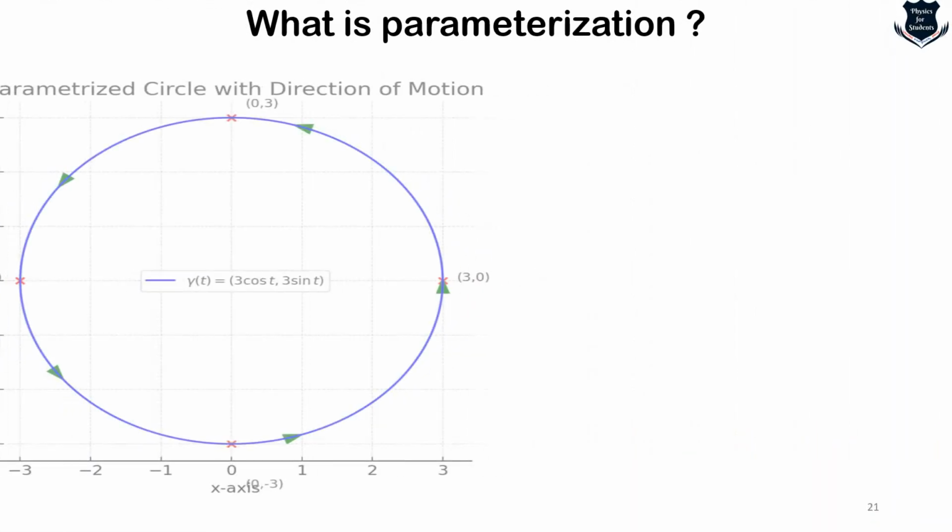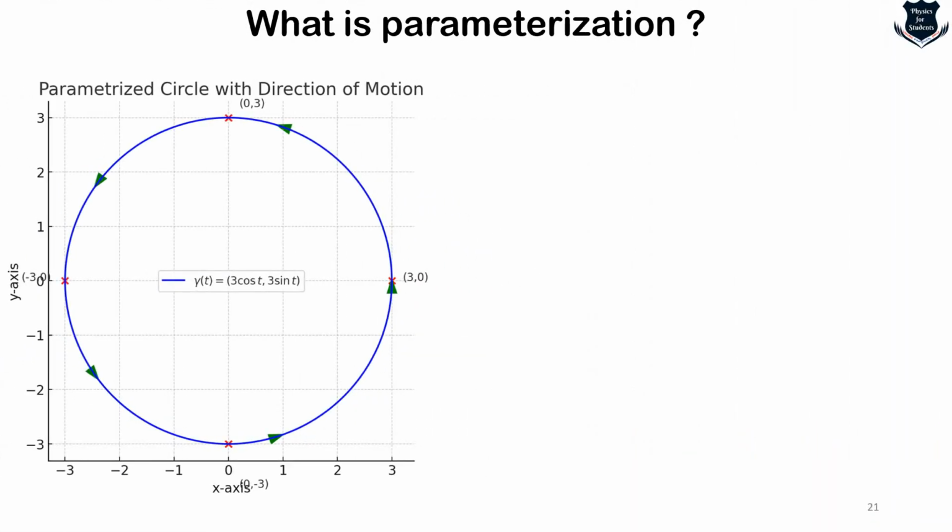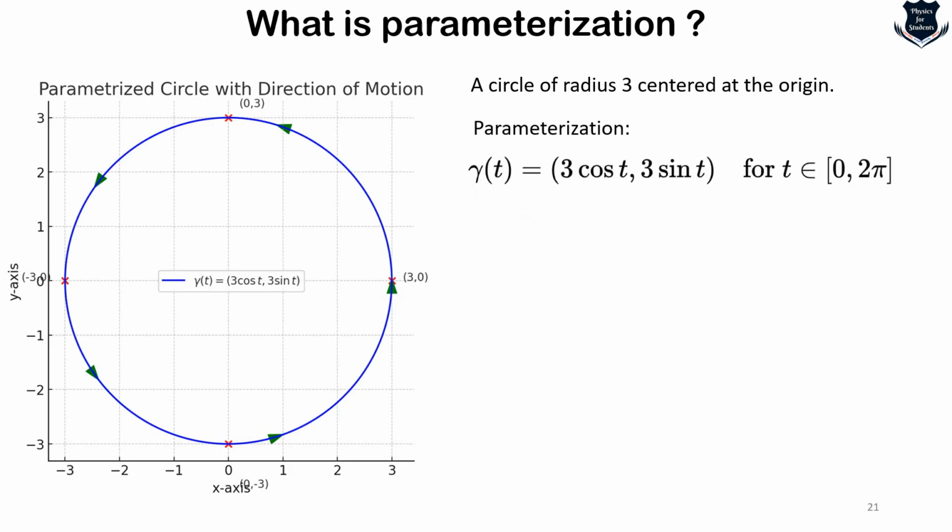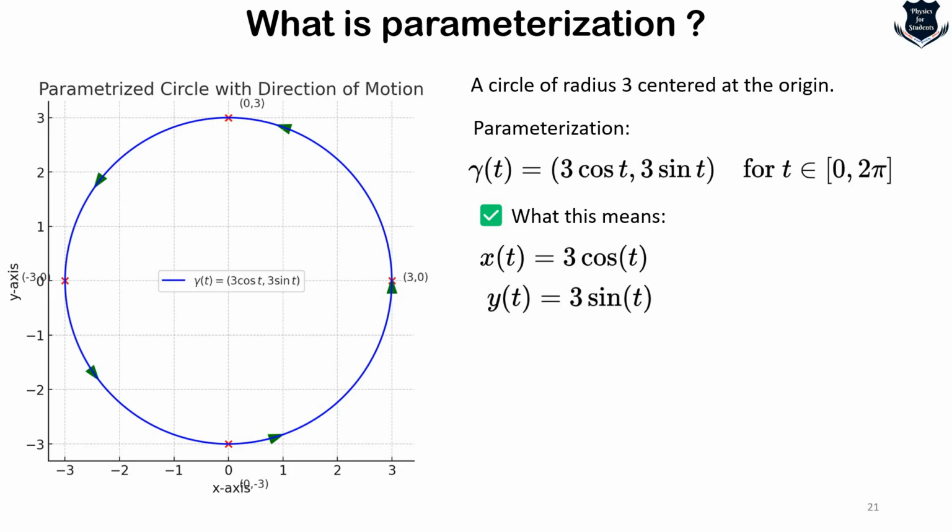Now, for a mathematical definition, for example, if we take a circle of radius 3 centered at the origin, then we get the parameterization gamma t equals 3 cos t, 3 sin t. Again, t is the parameter. And here, x(t) equals cos t and y(t) equals sin t. So this is what it means.